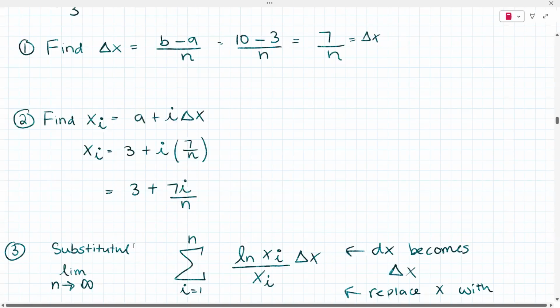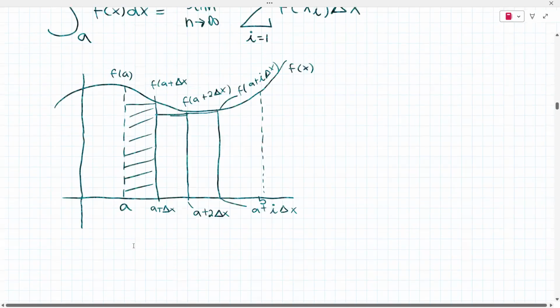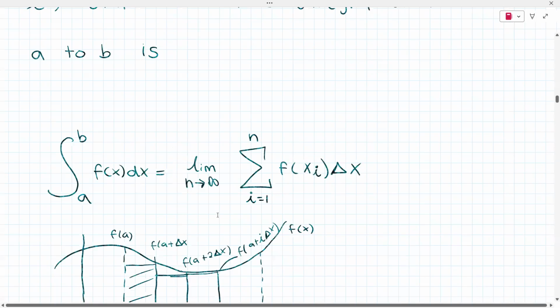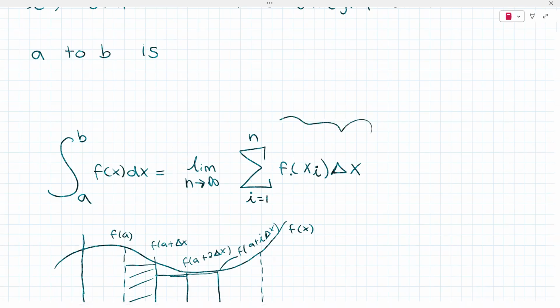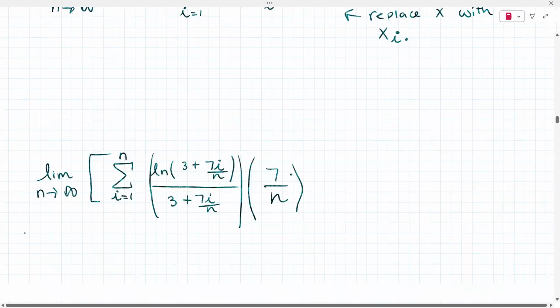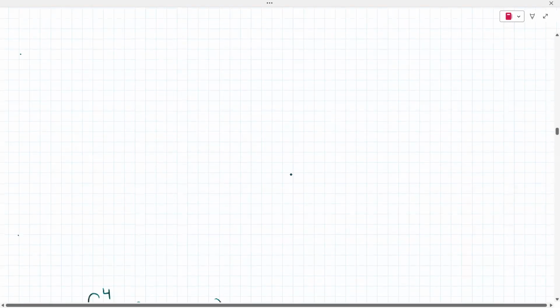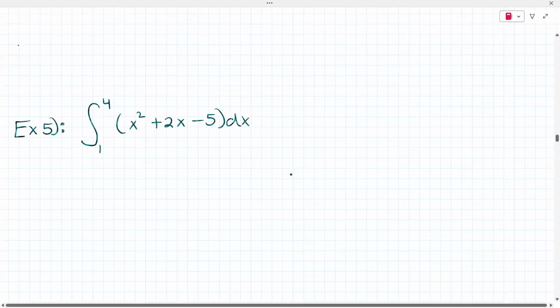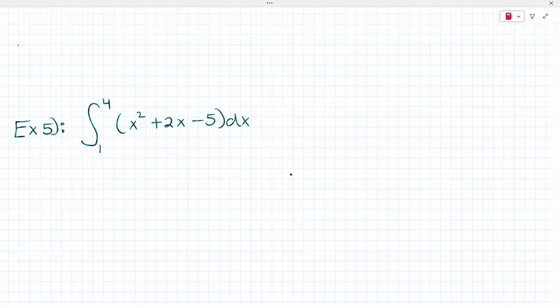And this is the definition of definite integral. So go ahead and write this down if you need to. Right here. Okay, let's do another example. So example 5, same directions, use the definition of the definite integral to express as a limit of finite sum. Do not evaluate.